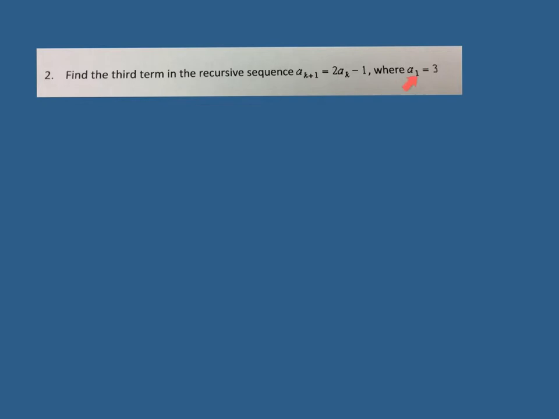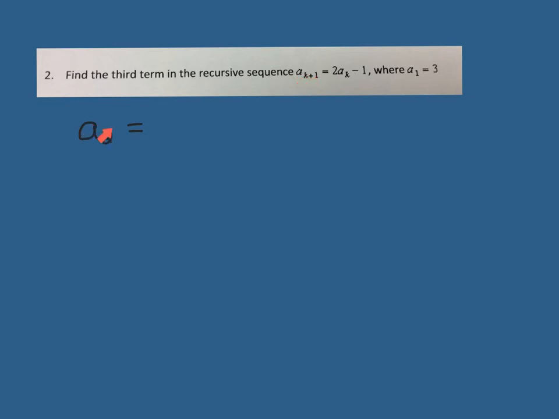Well, we know the first term, so let's find the second term. We're going to first find a sub 2. Now, let's think about this. If we want this subscript to be a 2, instead of using n, this time they're using k. This says a sub k plus 1. So if we want this to be a 2, then wouldn't k have to be 1? Isn't 1 plus 1 2?